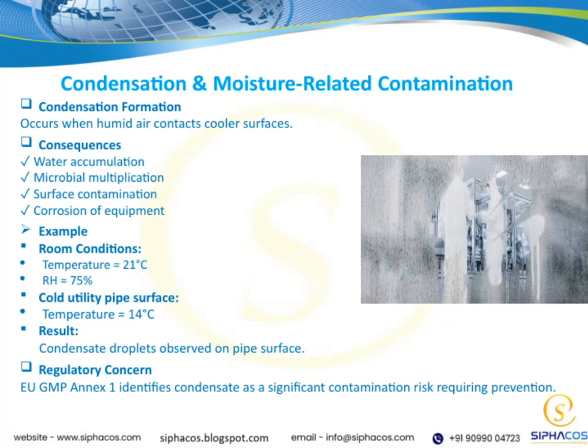Let's talk about condensation and how it leads to moisture-related contamination. Condensation happens when warm, humid air meets cooler surfaces. This causes water to collect, creating droplets. Those droplets aren't harmless. They encourage microbes to grow, contaminate surfaces, and even corrode equipment. For example, in a room at 21 degrees Celsius with 75% humidity, a pipe at 14 degrees will have visible condensate on its surface. This is a serious concern, as EU GMP Annex 1 highlights condensate as a major contamination risk that must be prevented.